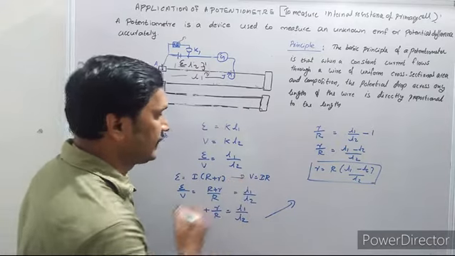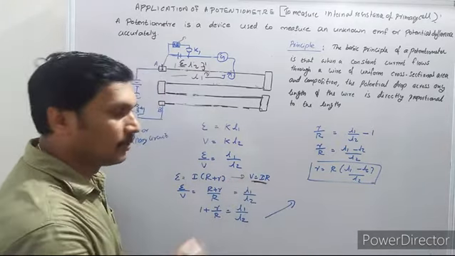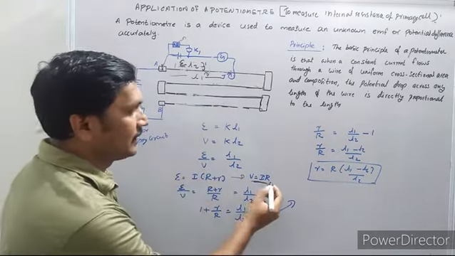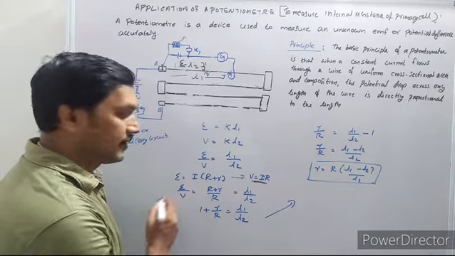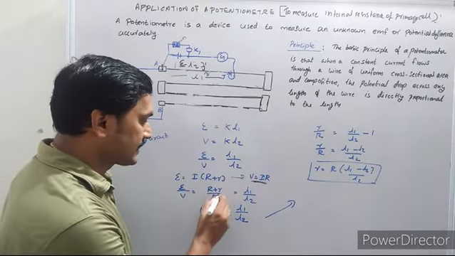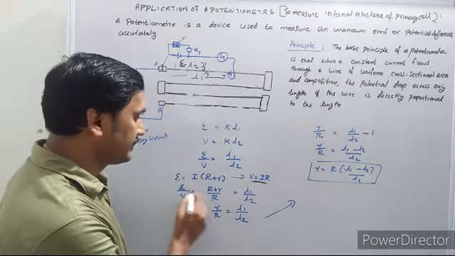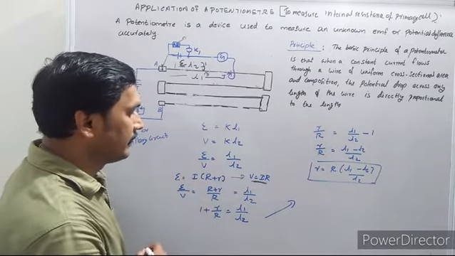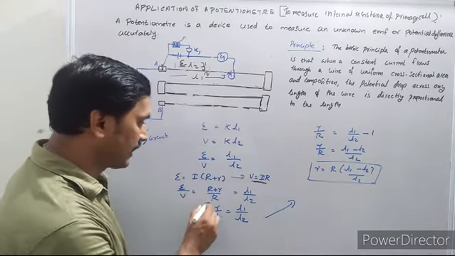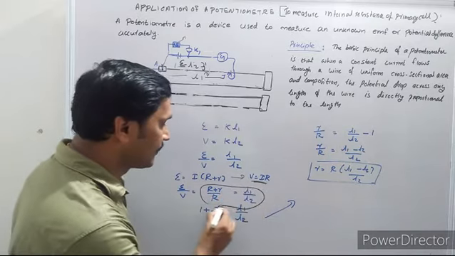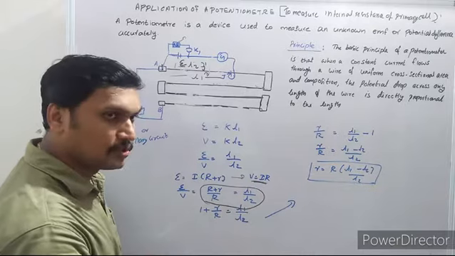Also we can write the terminal potential of the cell V is equal to I into R, where I is the current drawn from the cell and R is the external resistance. So E by V can also be written as R plus r divided by R, because I and I get cancelled. But you know E by V is equal to L1 by L2. That's why we write R plus r divided by R is equal to L1 by L2.